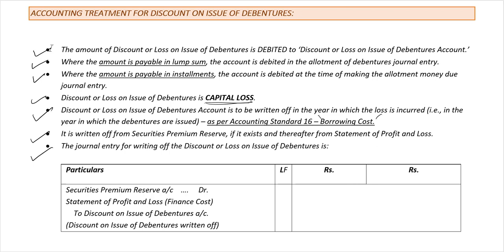The journal entry for writing off the discount or loss on issue of debentures is: we need to debit securities premium reserve account and statement of profit and loss, finance cost, to discount on issue of debentures account. Narration: discount on issue of debentures written off. So these points have to be noted when debentures are issued at discount.